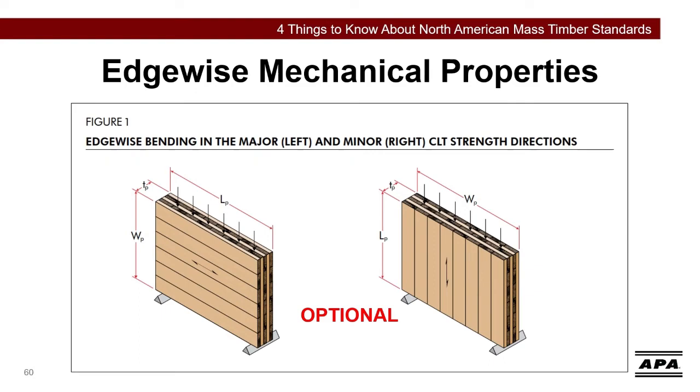It's logical to think these properties would be required for CLT used as part of the lateral system. However, for wall and diaphragm design, base material strength rarely controls. What can control is the deflection or drift requirements, and in those cases, the manufacturer would need to conduct an edgewise shear stiffness test.